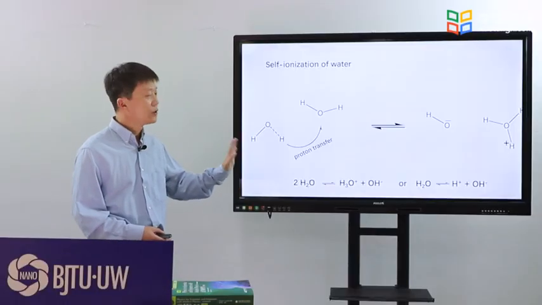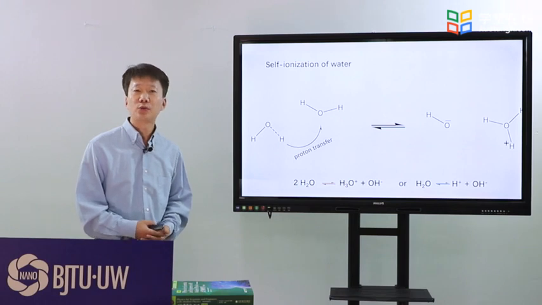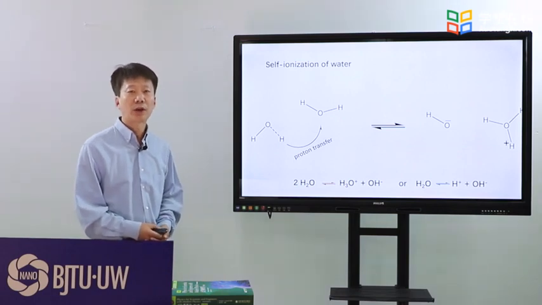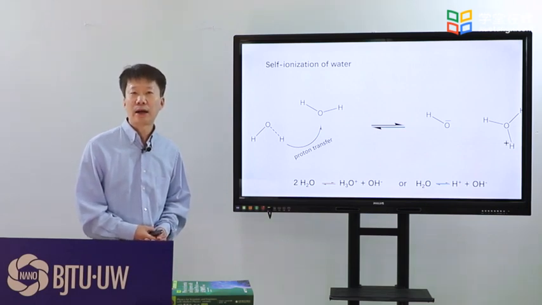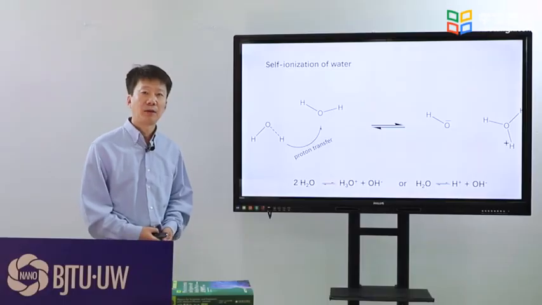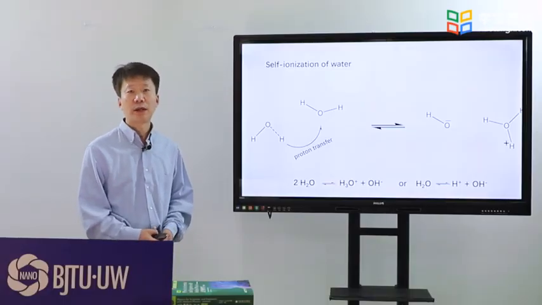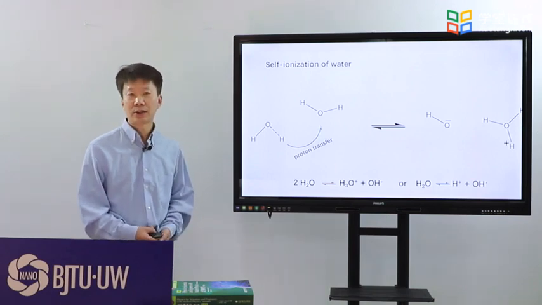This is a reversible reaction in water, which is written as two water molecules forming a hydronium ion and an OH- ion, or one water molecule dissociating into one proton and one OH- ion. But the first equation stands for the true chemical process. Now it's widely accepted.